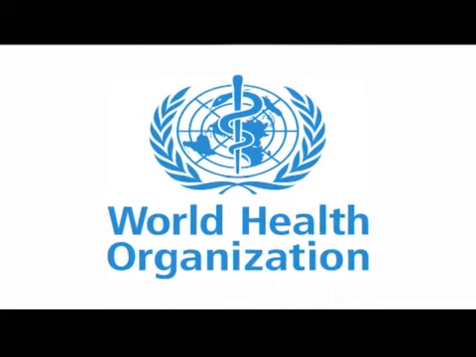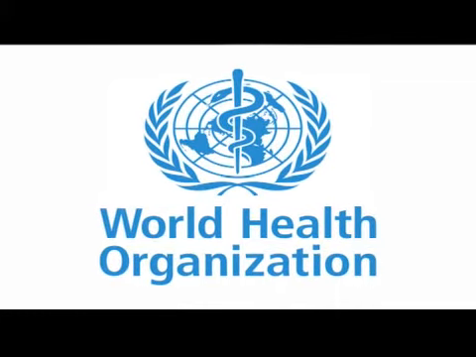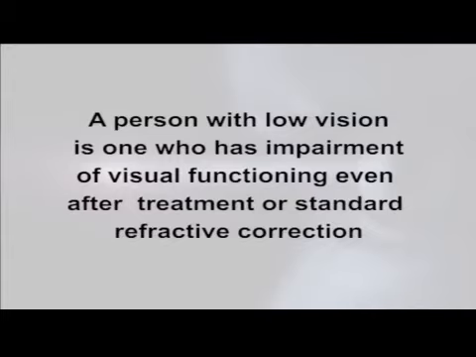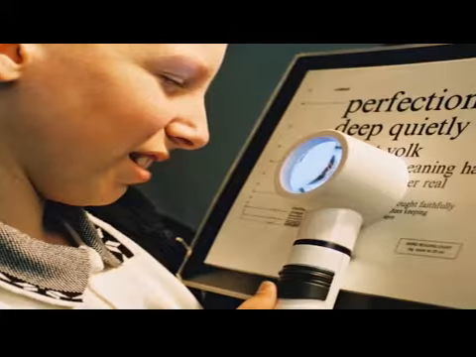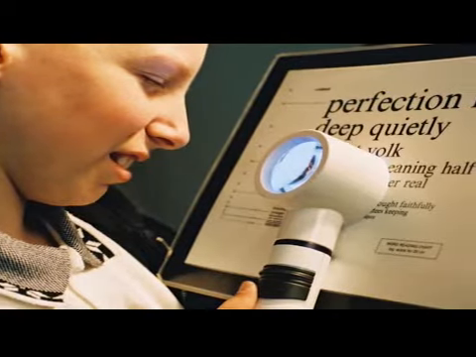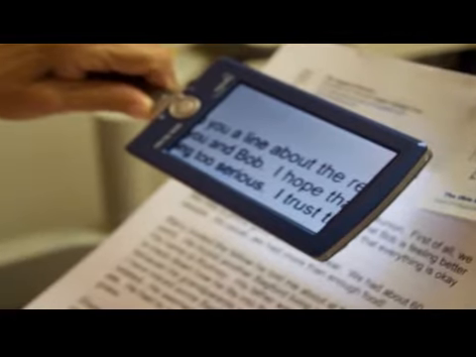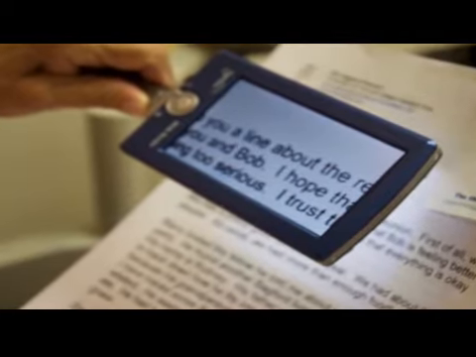Practitioners therefore follow the WHO working definition of low vision, which is: a person with low vision is one who has impairment of visual functioning even after treatment or standard refractive correction and has a visual acuity of less than 6/18 to light perception or a visual field of less than 10 degrees from the point of fixation, but who uses or is potentially able to use vision for the planning or execution of a task. Many people around the world with permanent visual impairment have some residual vision which can be used with the help of low vision devices and rehabilitation services.